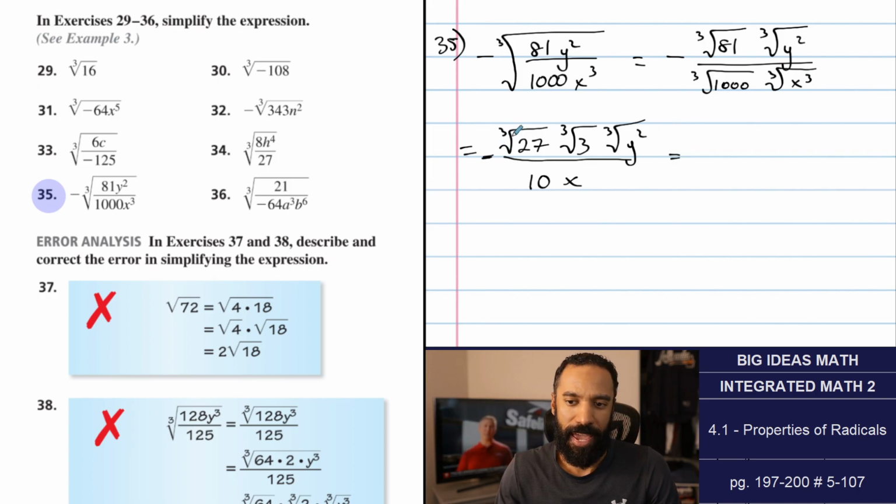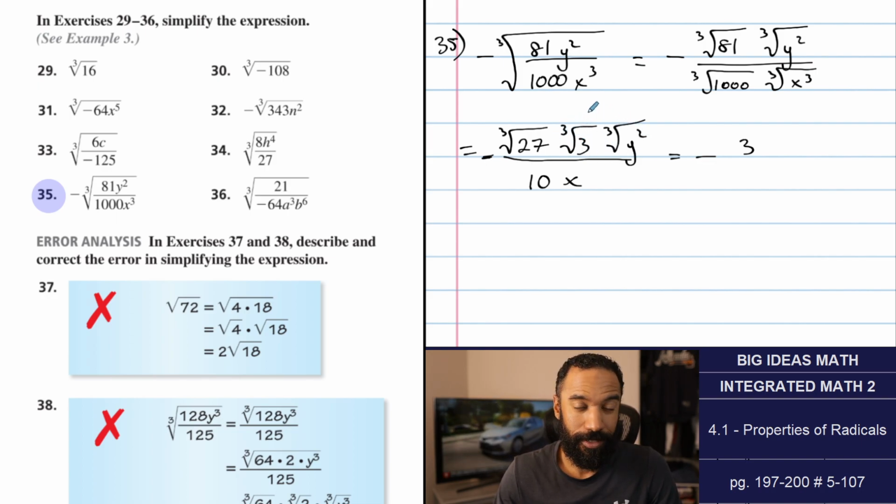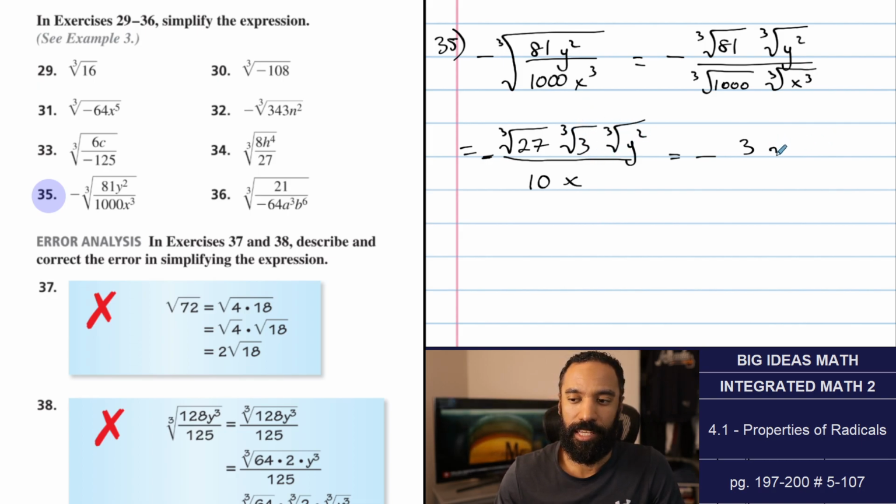So the last part's going to be my answer. Cube root of 27 is 3, so I'll have negative 3. These cannot come out of the cube root. Cube root of 3 is not 1. 1 times 1 times 1 is still 1. It's not 3. But these can come back together inside the cube root: 3y squared inside the cube root. And I have 10x in the denominator.